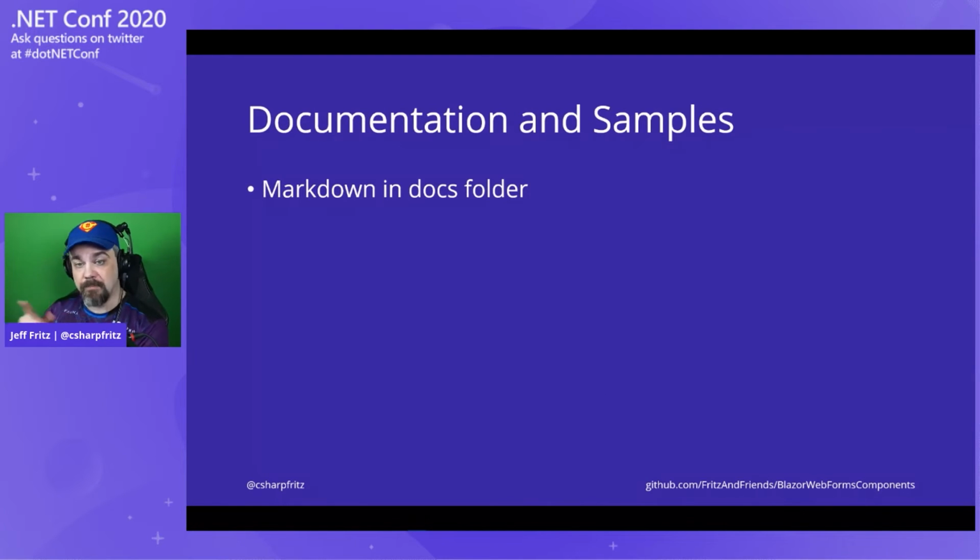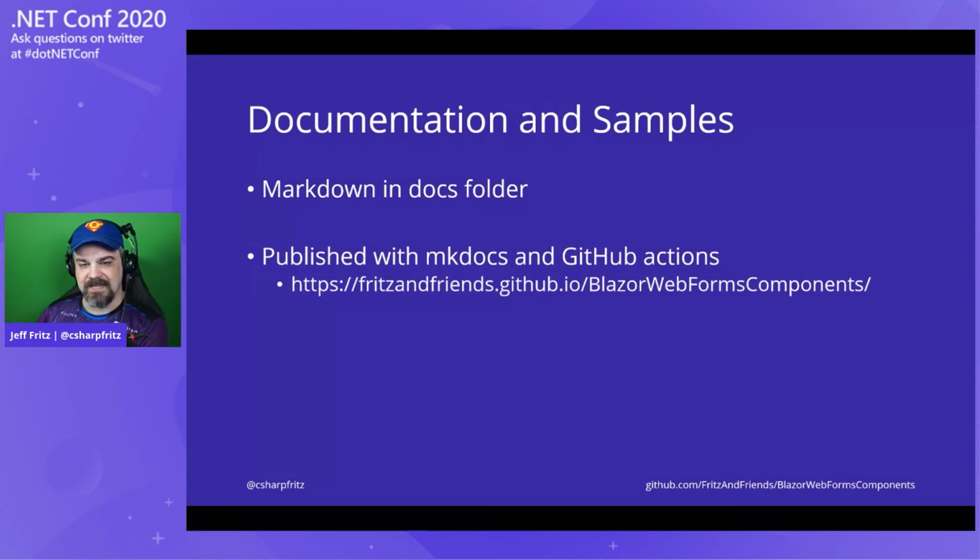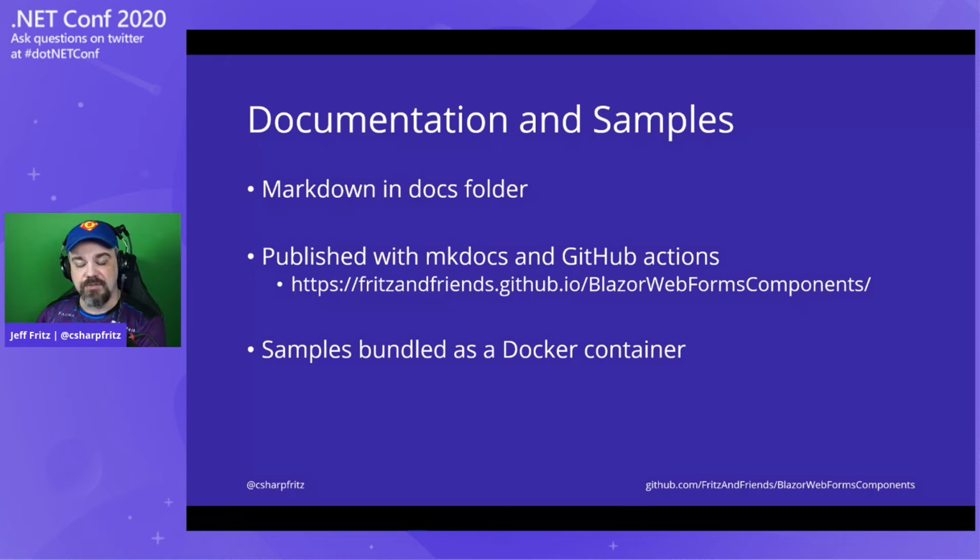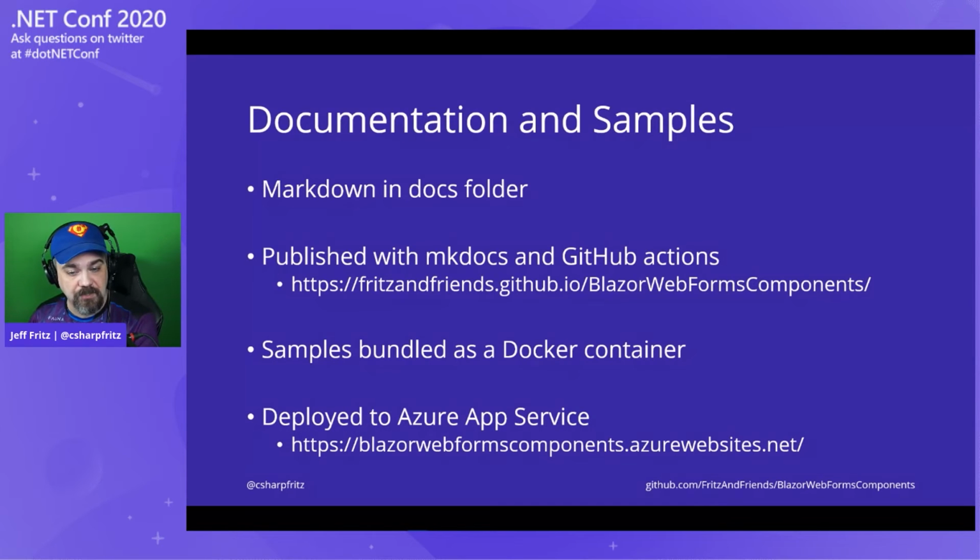I've got documentation and samples that we've been keeping up, and the samples try to match one-to-one with the old MSDN ASP.NET samples. We've got Markdown in a docs folder that's available for you. We published that Markdown using the MkDocs project in GitHub Actions. You can find it living at fritzandfriends.github.io/BlazorWebFormsComponents. Our samples get bundled into a Docker container and then deployed to Azure App Service. And you can see all of the components running live with server-side rendering at BlazorWebFormsComponents.azurewebsites.net. Really great stuff out there that you can check out.